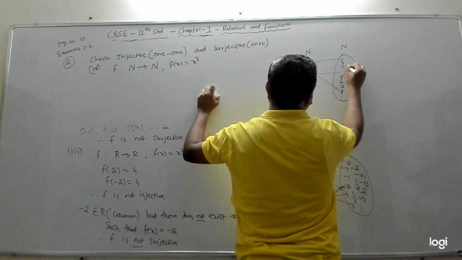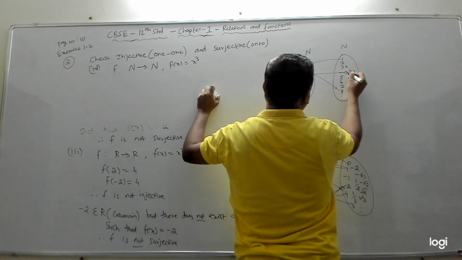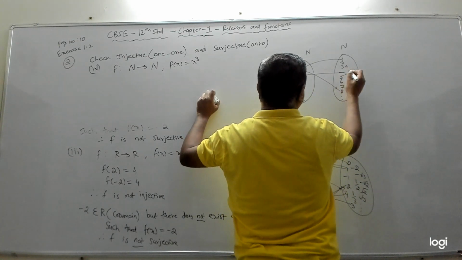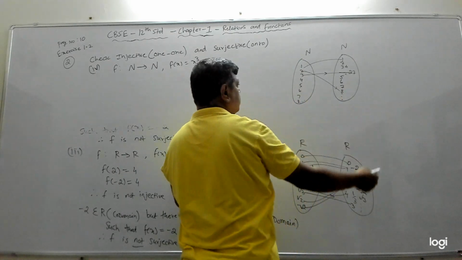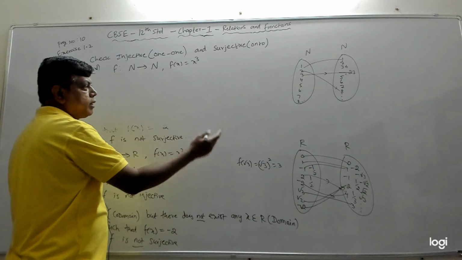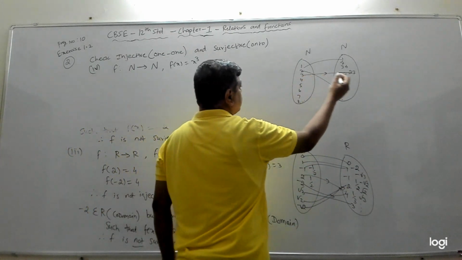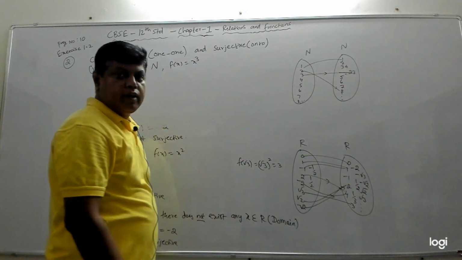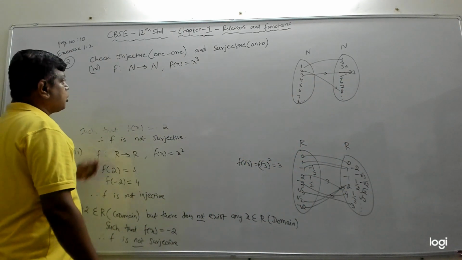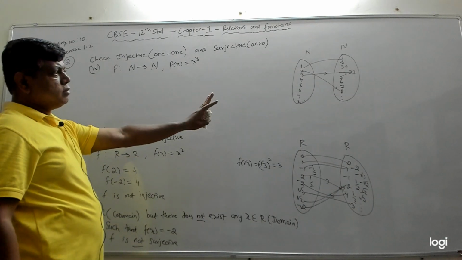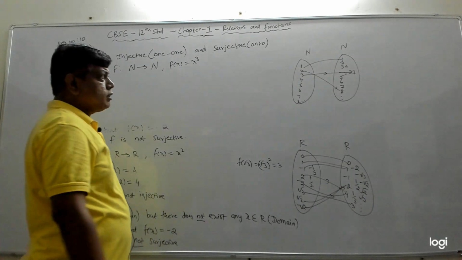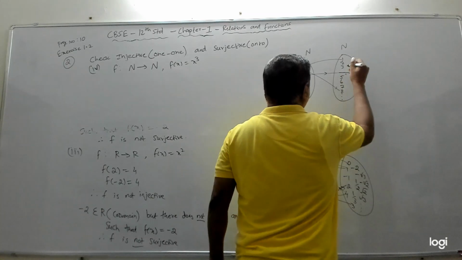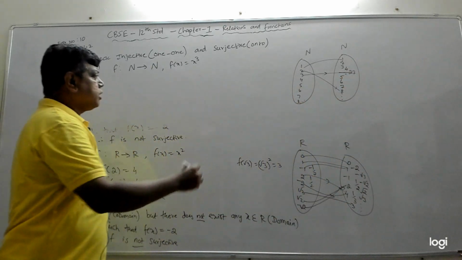3 will go to the number 27. 4 will go to 4 cube, which is 64. So that's how the mapping is. 4 will go to 64. 5 will go to 125. 6 will go to 216. So that's how the mapping is. So this somehow says that it looks like it is 1 to 1. Right? So we will show that it's 1 to 1.